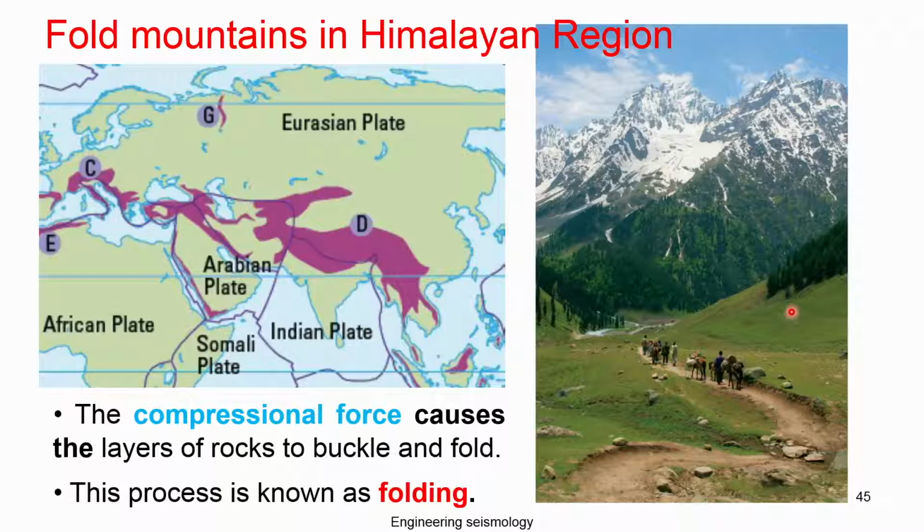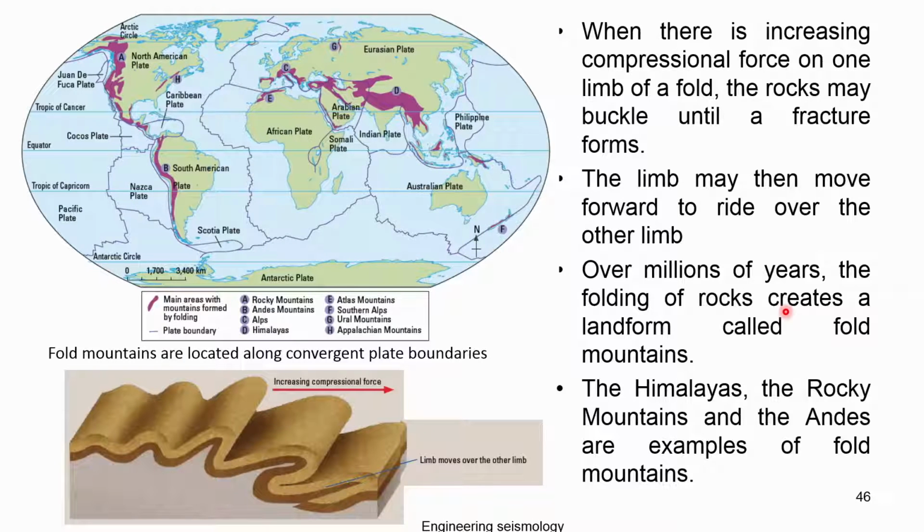Since this is happening over geological ages, it may not be easily distinguishable, but if you have photos of subsequent years continuously, like every 5 years, 10 years for the last 100 years, 200 years or million years, then you can see all these variations very well. The Himalayas, the Rocky Mountains and the Andes are examples of fold mountains.